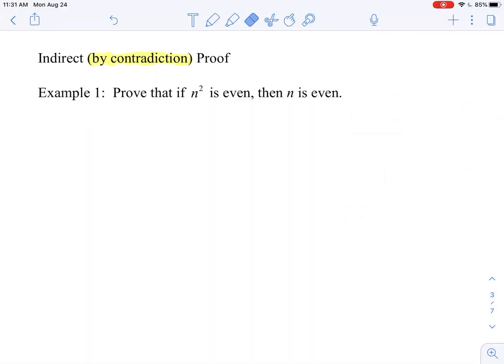All right, we're taking a look at indirect proofs, and specifically a proof by contradiction. Our first example reads, prove that if n squared is even, then n is also even. So let's start by saying what we're being given: we're given that n squared is even. We know that has to be true. And what we're trying to establish is that n must also be even.